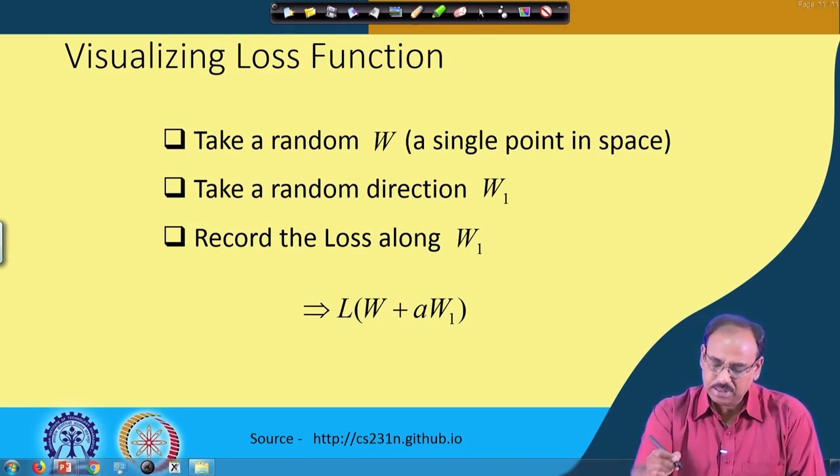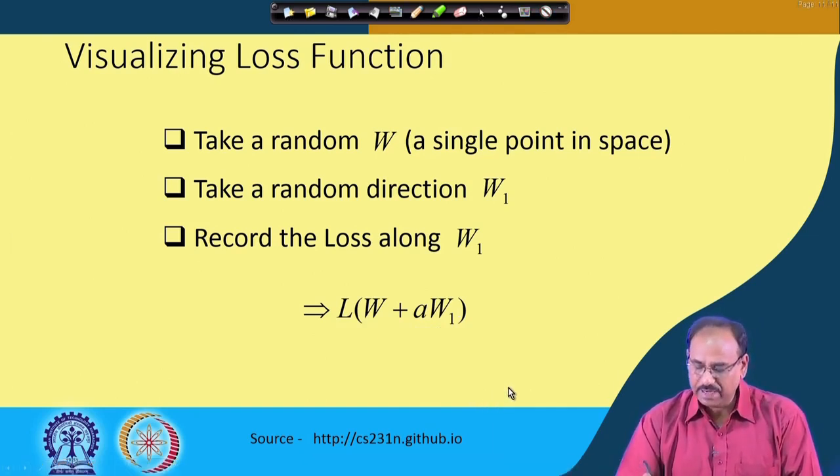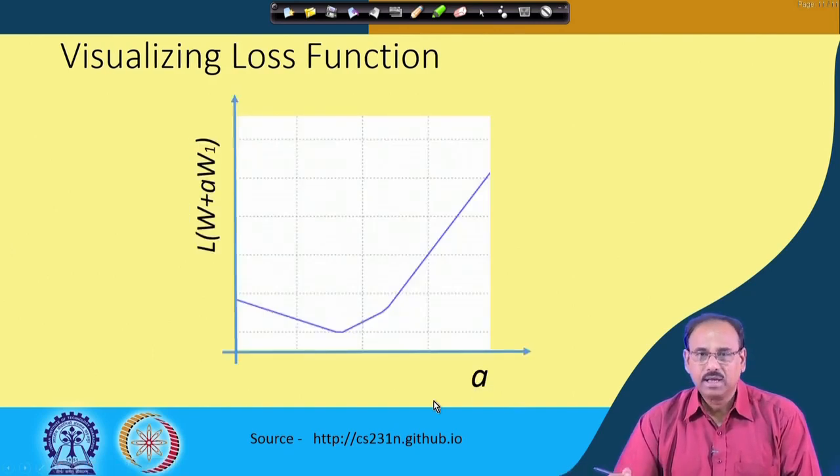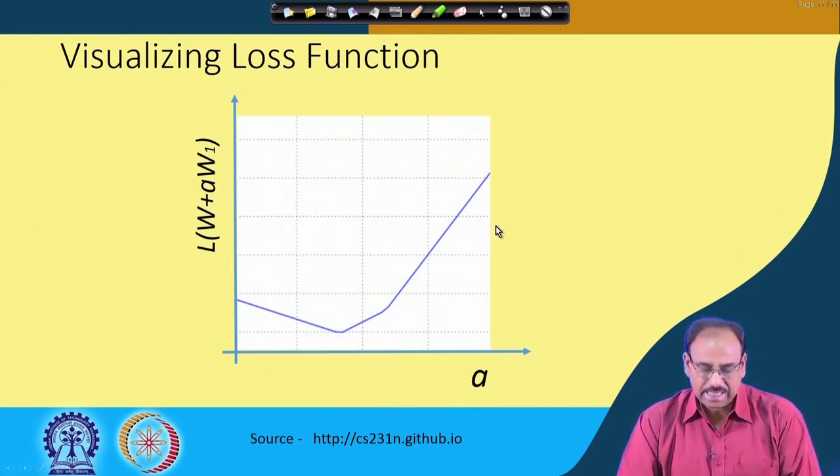So I can now plot the loss function as a function of A. As A varies, I get different points on the line, and if I record the loss values, I get a loss function of this form, which is L of W plus A W1. A is the parameter which determines the points on the line in the direction of W1 passing through W, and you find that the loss function is of this form.